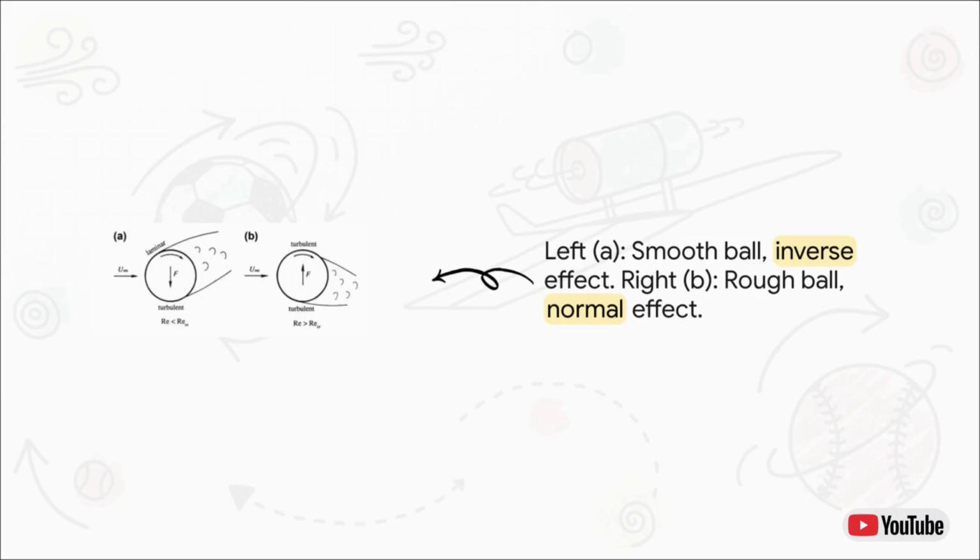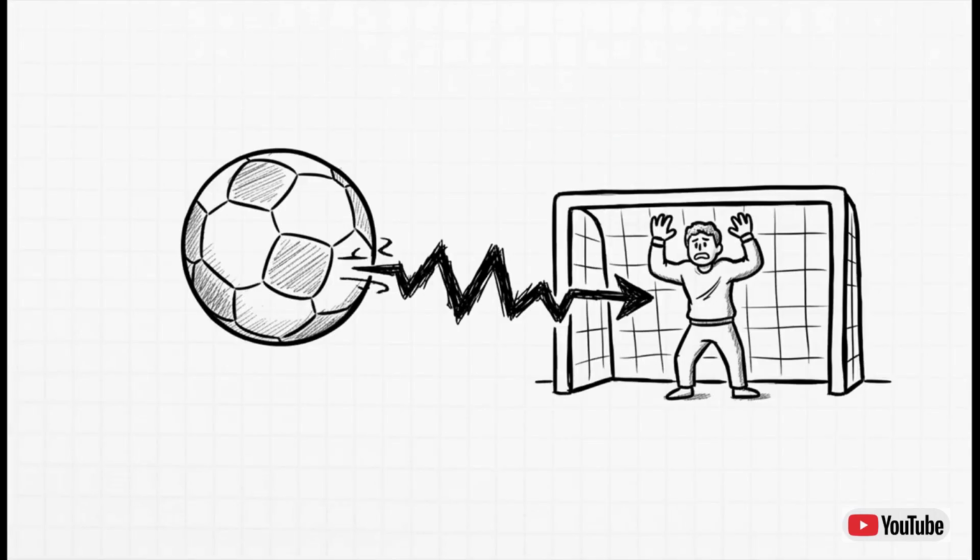It's wild. And hey, this isn't just some lab experiment. You remember the 2010 World Cup, right? That infamous Jabulani ball? It was designed to be smoother than previous balls. The idea was to make it fly truer, but instead, it made it an absolute nightmare. At certain speeds, it would experience that inverse Magnus effect, causing it to swerve and dip unpredictably. It drove goalkeepers absolutely nuts.